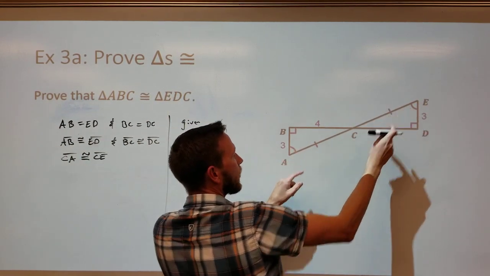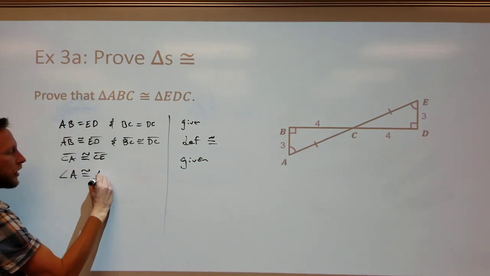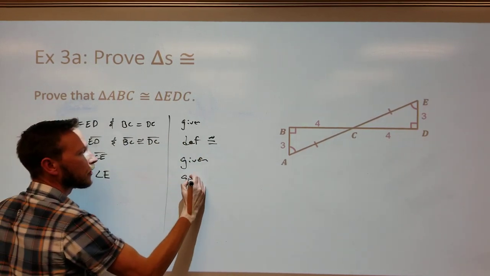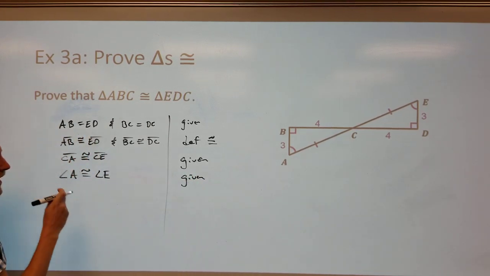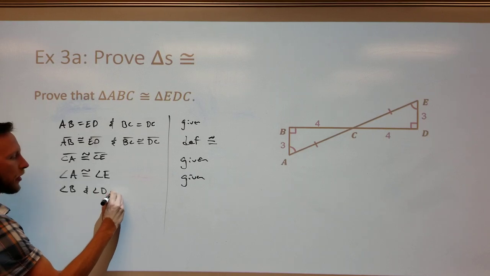Also, I know that angle A is congruent to angle E because they told us. I know that angle B and angle D are right angles.